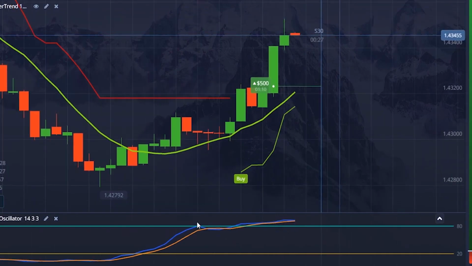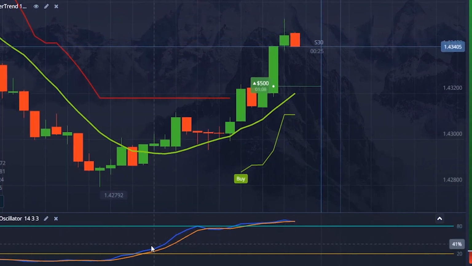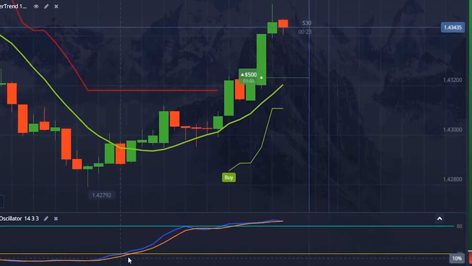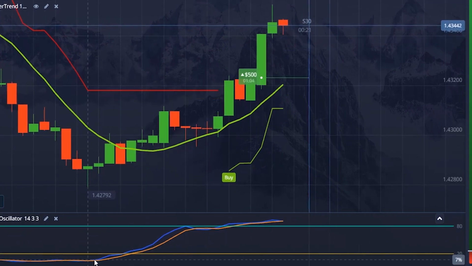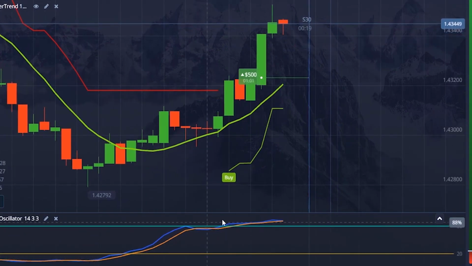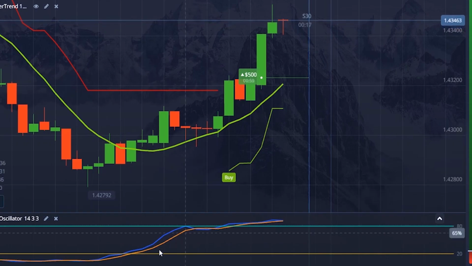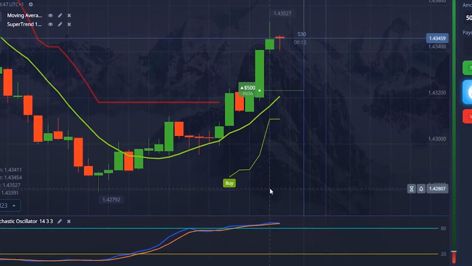Another thing I really want to draw your attention to is that anytime you want to place a trade, do ensure your Stochastic Oscillator line is moving directly from the oversold condition to the overbought condition. That is when you can get a very good signal to enter a trade. I hope you're getting that right.